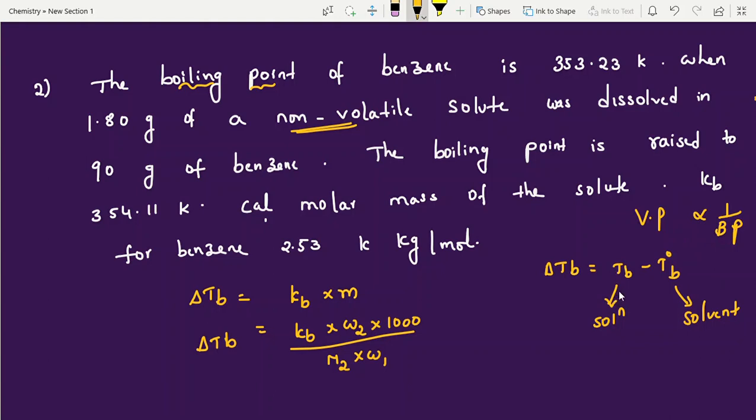This is solution, higher value first. What is the TB? What is the T naught B? Pure benzene. Boiling point of benzene, only benzene. T naught B, how much? 3 ... for the solution, right? The boiling point raised to, see, this is 354 point.